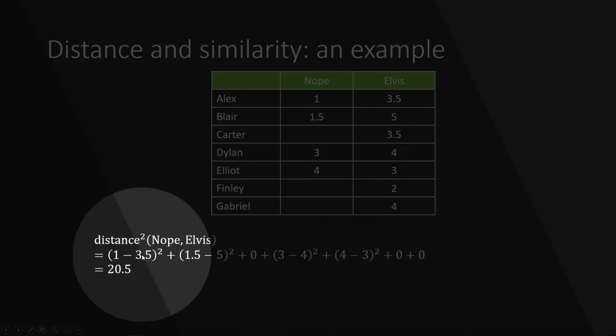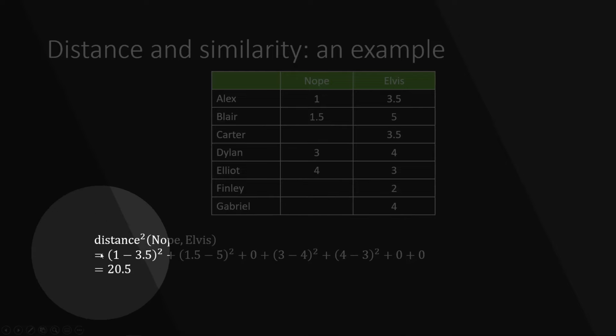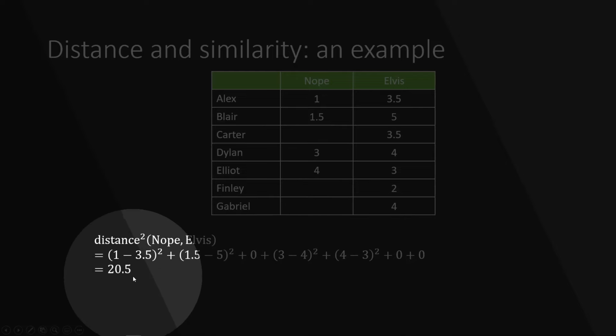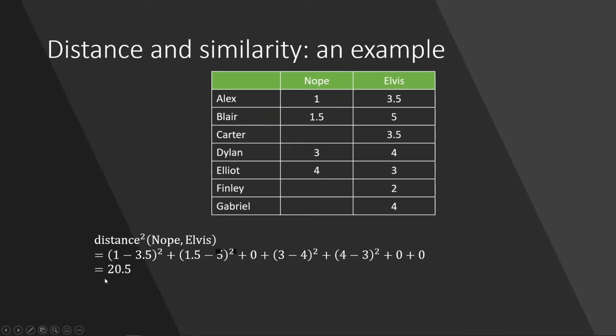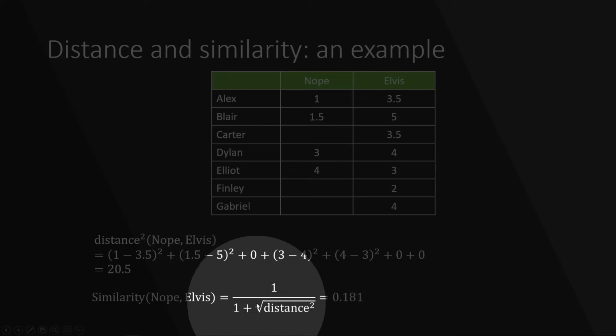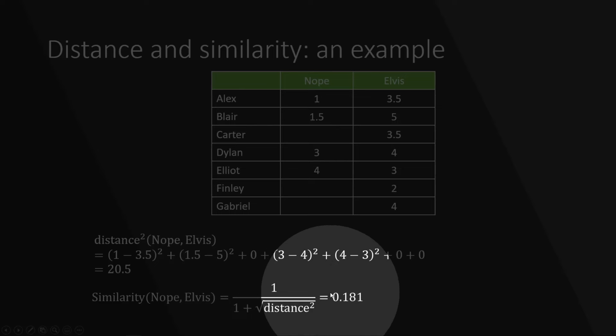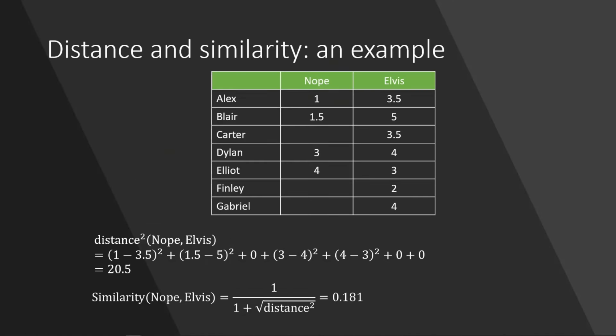So if we add these things up, we end up with distance squared between these 2 movies is 20.5. And using that distance, we can calculate the similarity between these 2 movies. That is 1 divided by 1 plus the square root of distance squared. So that ends up with a similarity of 0.181. Not quite similar between these 2 movies.